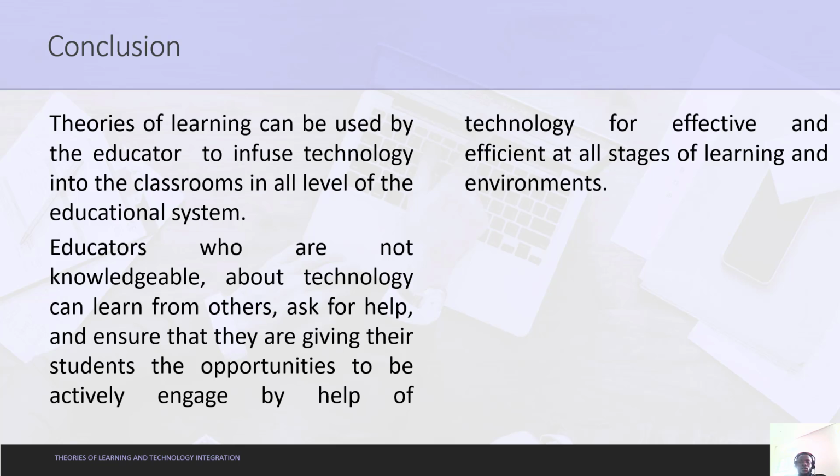In a nutshell, the proper integration of technology with a clear view of theories of learning in mind can guide the educator in infusing technology into the classroom in all levels of educational system.